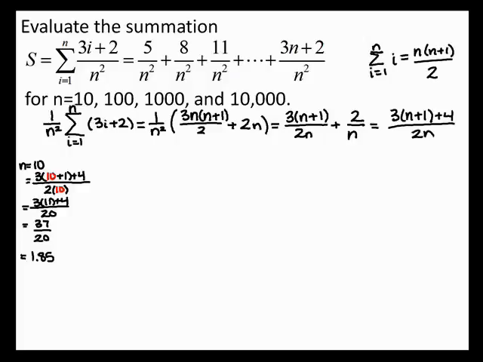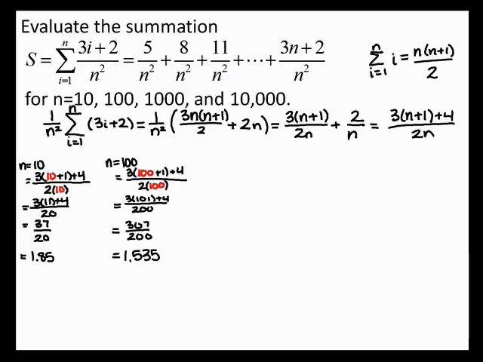To find the sum when n equals 100, substitute 100 into 3 times the quantity n plus 1 plus 4 divided by 2n. Simplify 100 plus 1 and 2 times 100. Simplify 3 times 101 plus 4 divided by 200. You find the sum when n equals 100 is 307 divided by 200, or 1 and 535 thousandths.